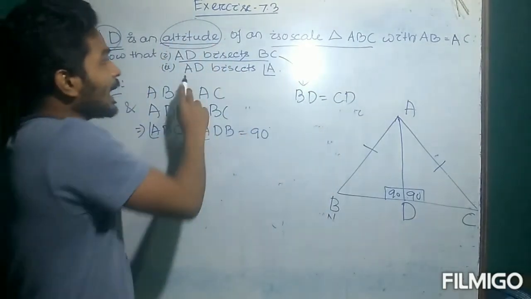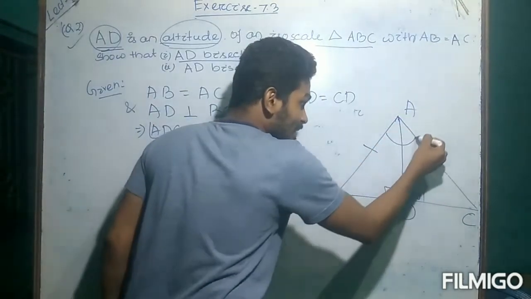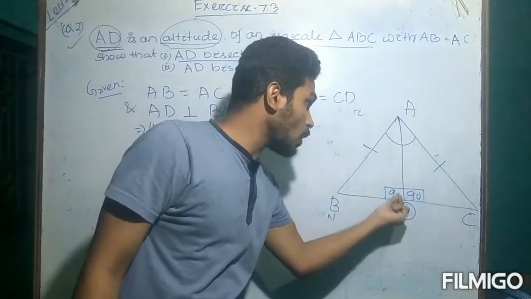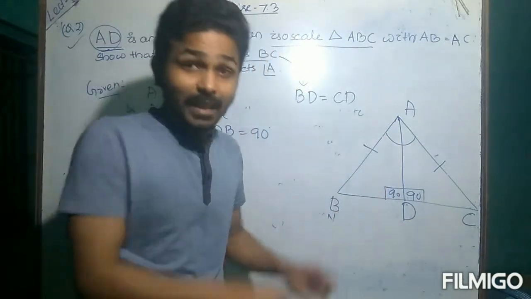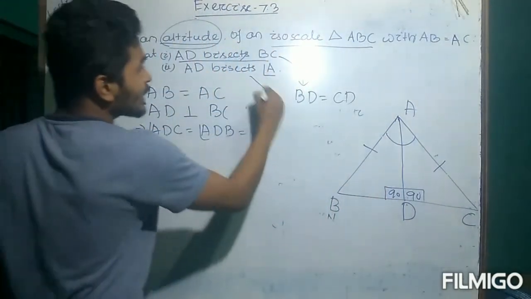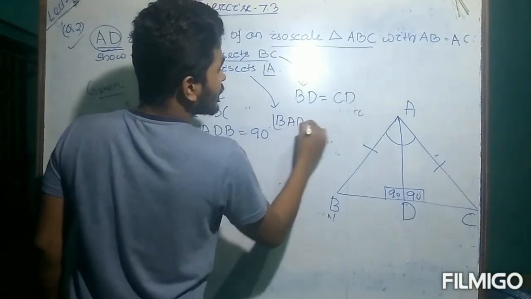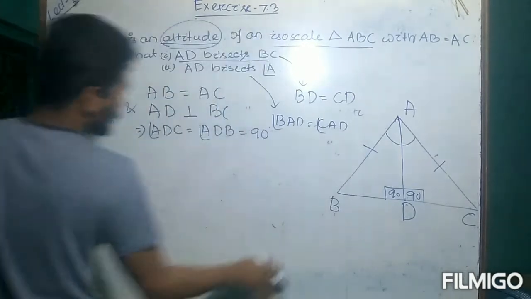Second thing, AD bisects angle A. AD bisects which one? This angle A. It means we have to prove that this is the angle bisector, or this half is equal to this one. That is the angle bisector. Or you can say we have to prove angle BAD is equal to angle CAD. Right? So let's prove the first statement.